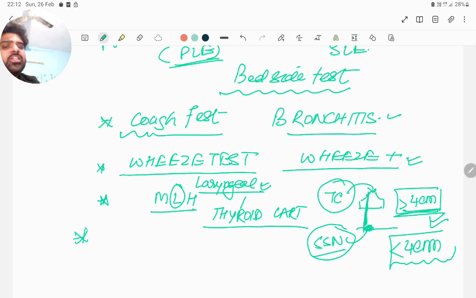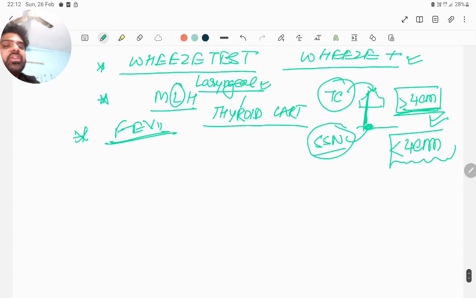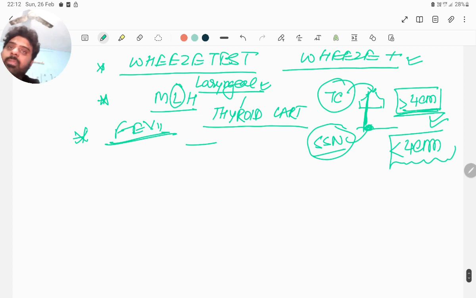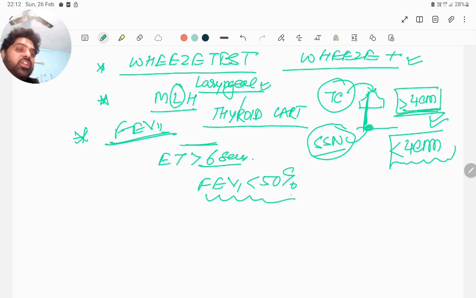Then another test that you can perform is the forced expiratory volume. You allow the patient to inspire completely, and after that you ask the patient to expire. If expiration time is more than 6 seconds, then it says that FEV1 is less than 50% and the patient has moderate to severe COPD.